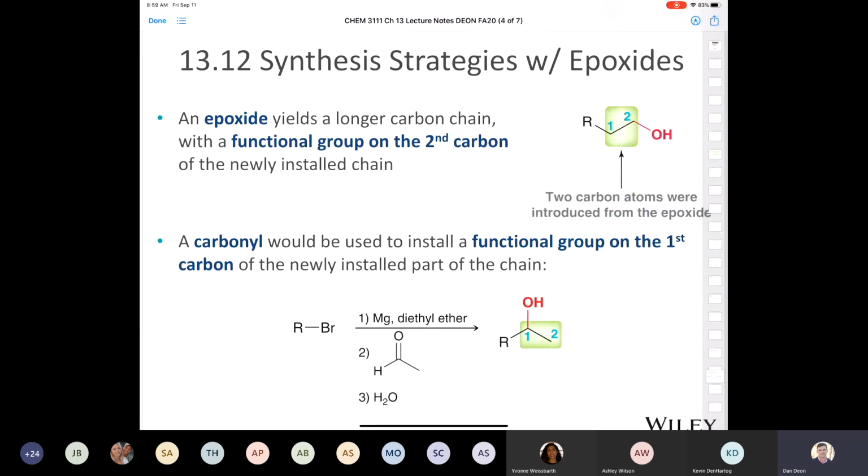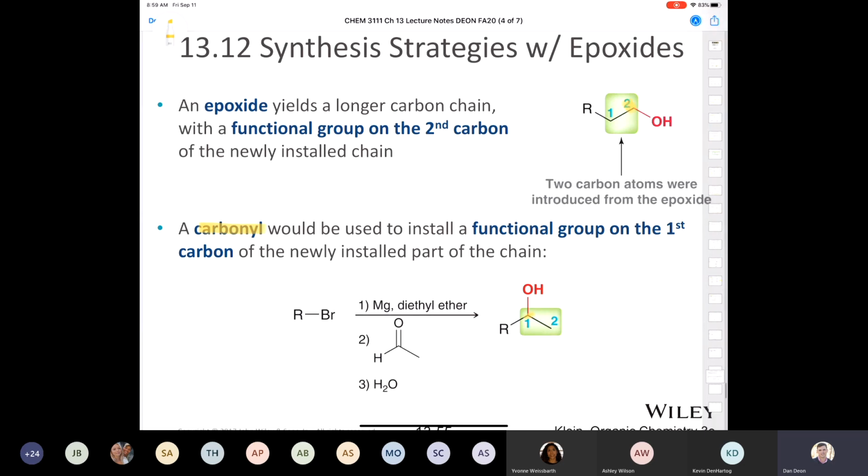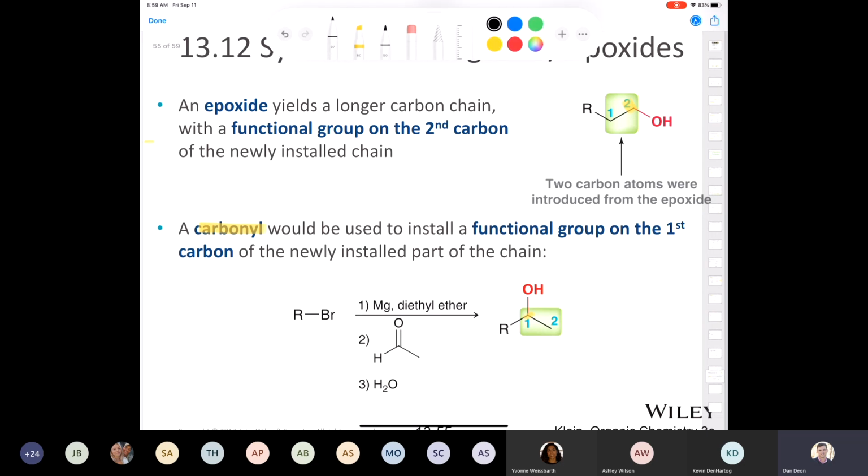What if you had a carbonyl? Can you do something cool with a carbonyl? Hell yeah. If you want to put a functional group on the first carbon instead of the second carbon, well, looky, what's going on here? If we have RMgBr like that, again, we can think of that as negatively charged. That's a strong nucleophile.